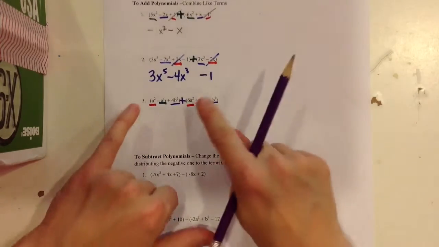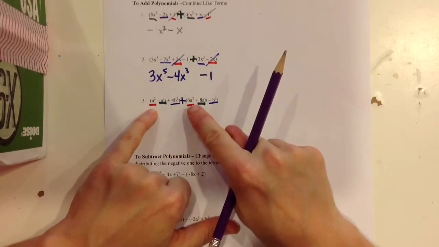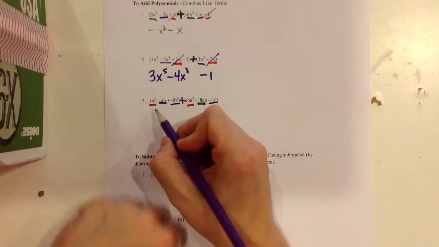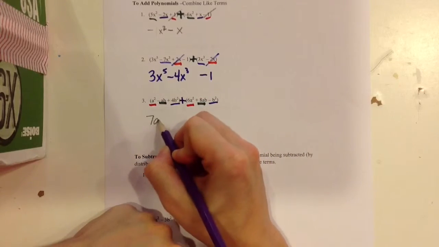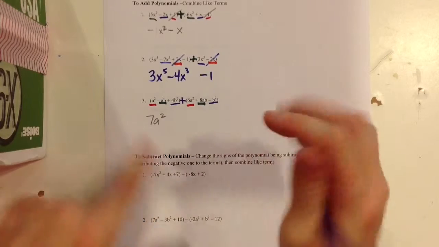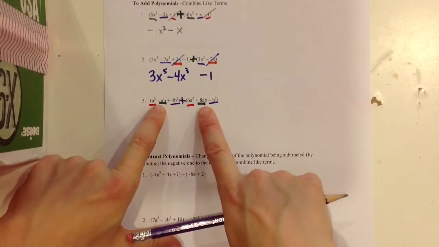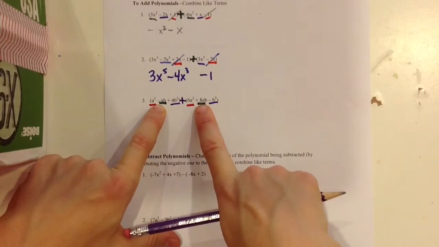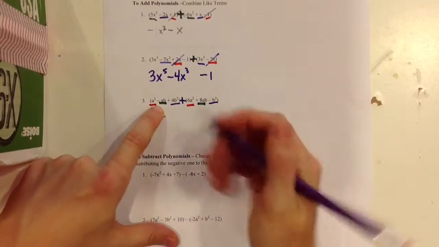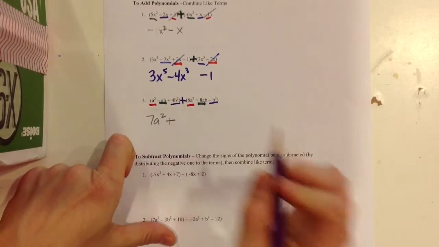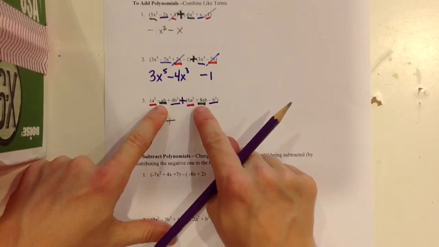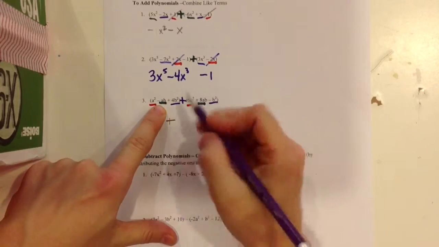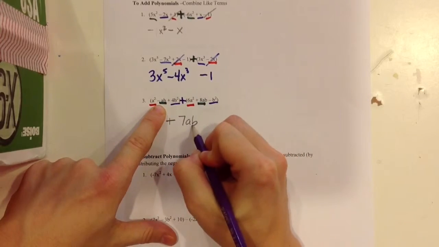Okay, so when I combine my like terms, I have a positive a squared and a positive 6a squared. So 1 plus 6 is 7a squared. For my ABs, I have a negative 1 AB and a positive 8. So different signs, I'm going to subtract. Take the sign of the bigger number. The bigger number is positive, so my answer is going to be a positive 8 minus 1 is 7AB.